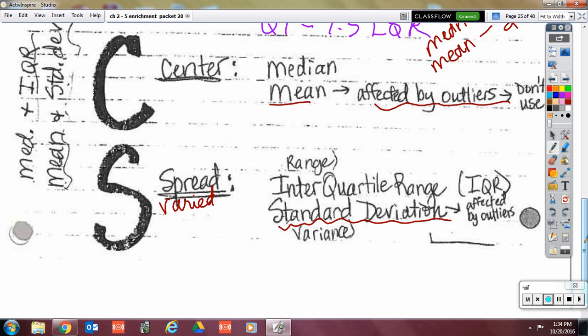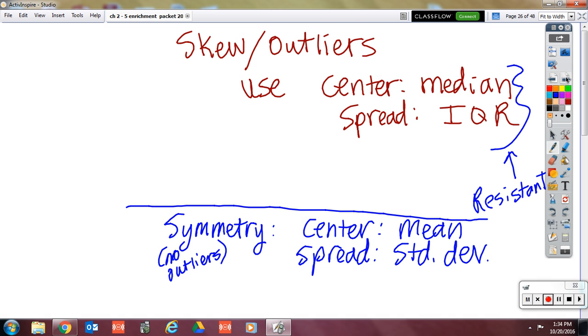Yep. If you have skew, then you should choose median and IQR. Okay, good. How about mean and standard deviation? Good. Symmetry, standard deviation, and mean.